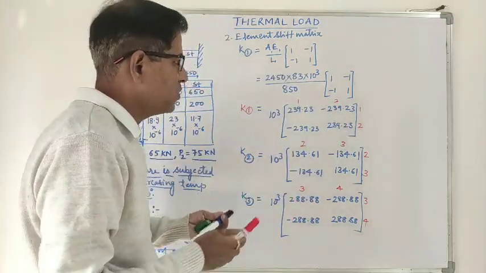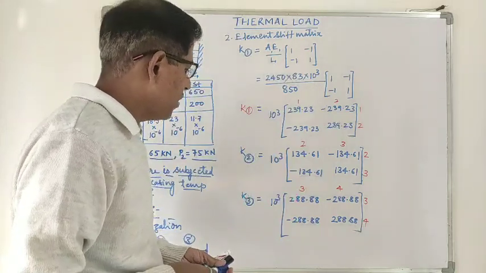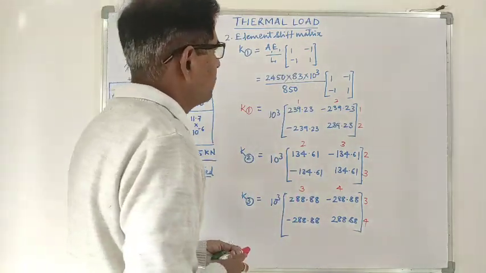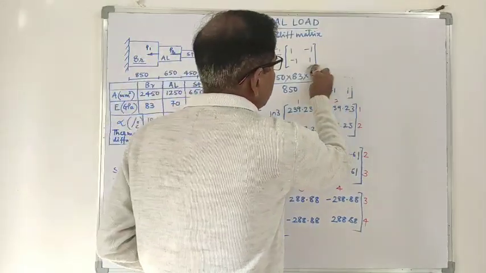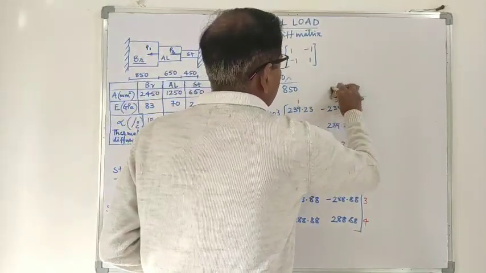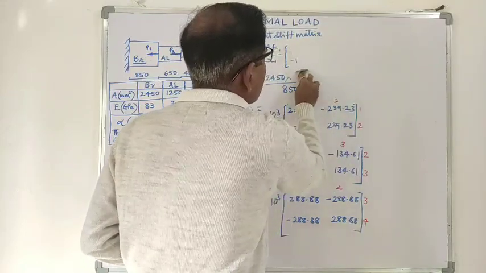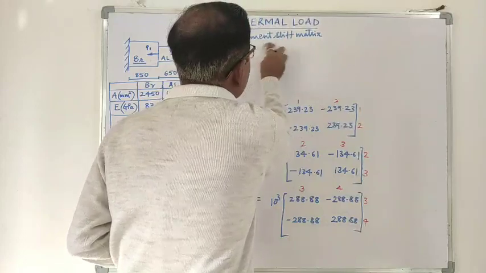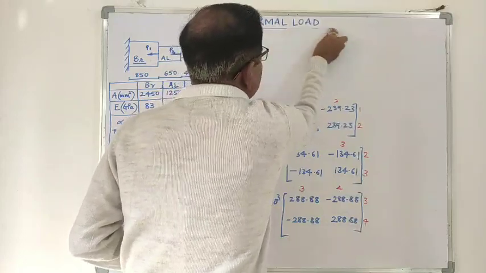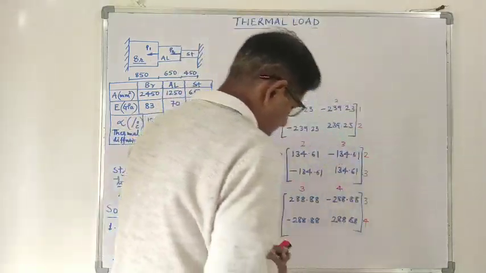From these element stiffness matrices, we find out the global stiffness matrix. So the next step is the global stiffness matrix.